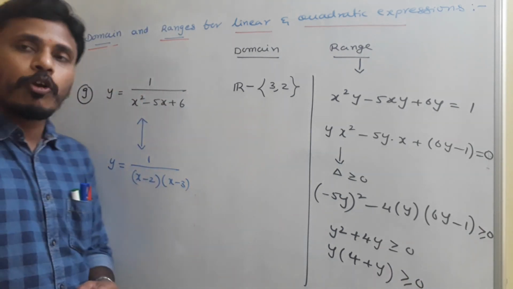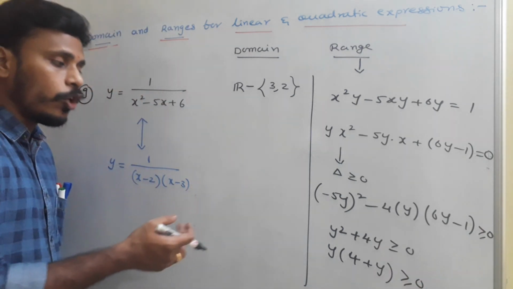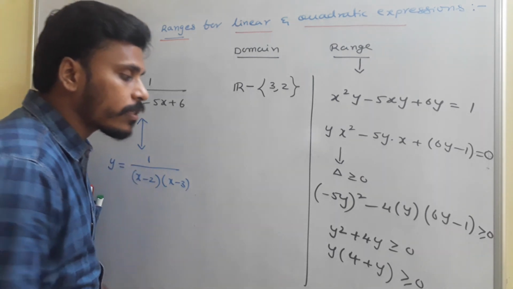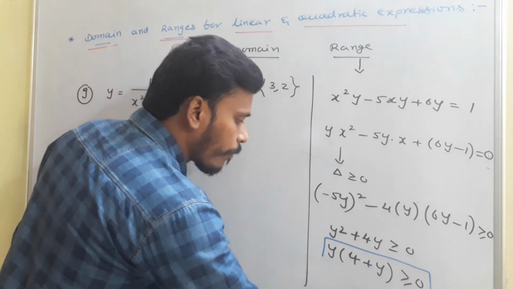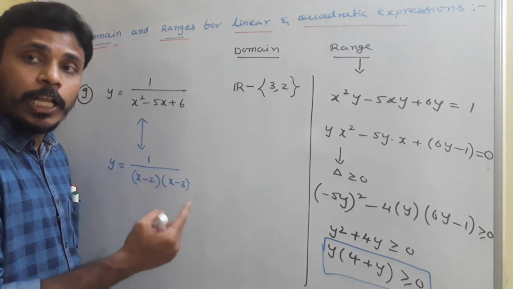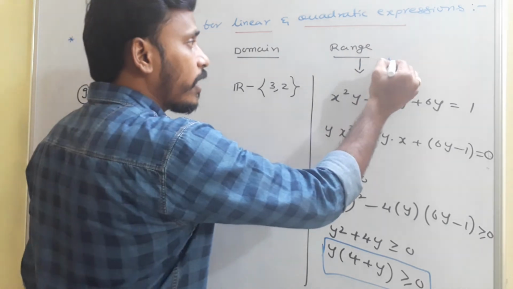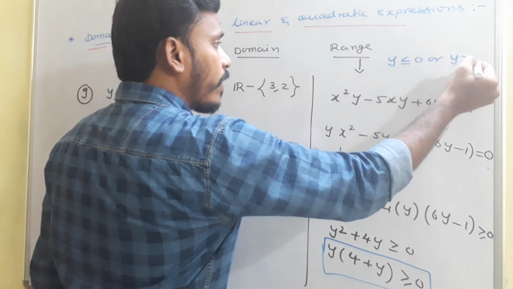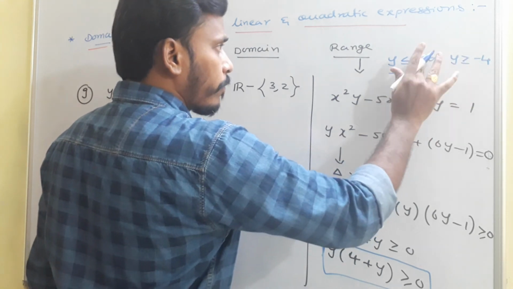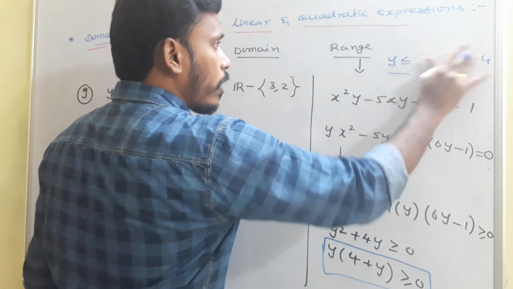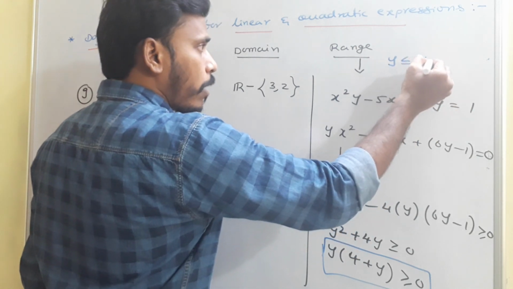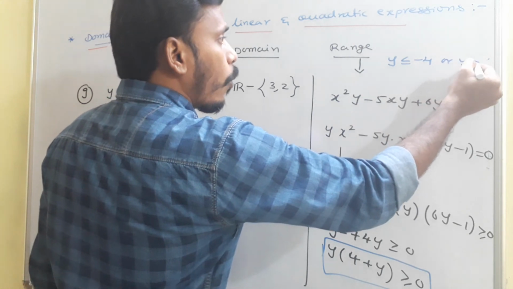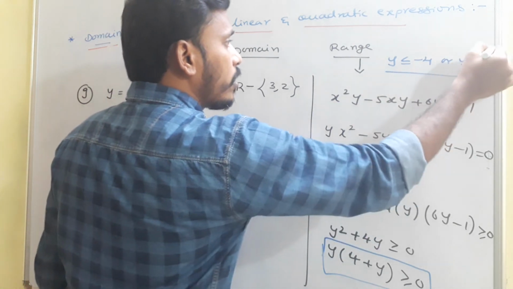Since y into 4 plus y is greater than or equal to 0, we know the way of solving this inequality. It is acceptable if the y value is either side of the roots, so y is less than or equal to the smaller root or greater than or equal to the larger root. The smaller root is minus 4, so y less than or equal to minus 4 or y greater than or equal to 0 is the range.